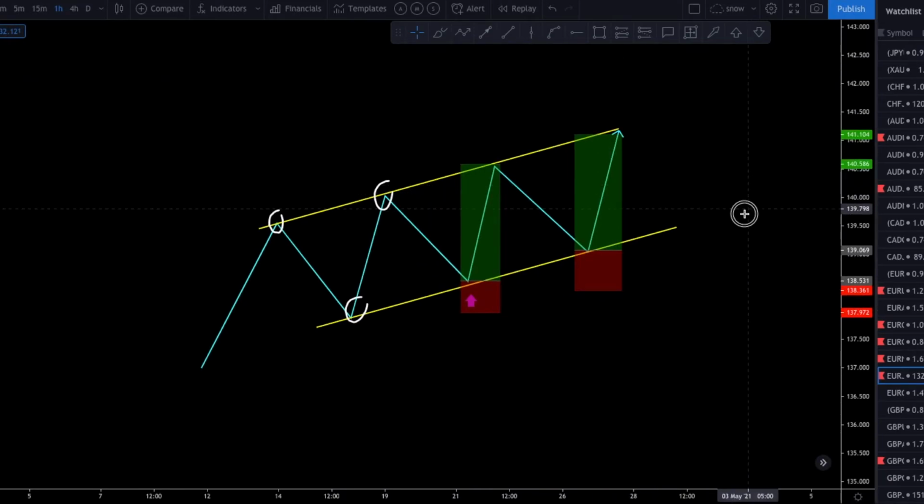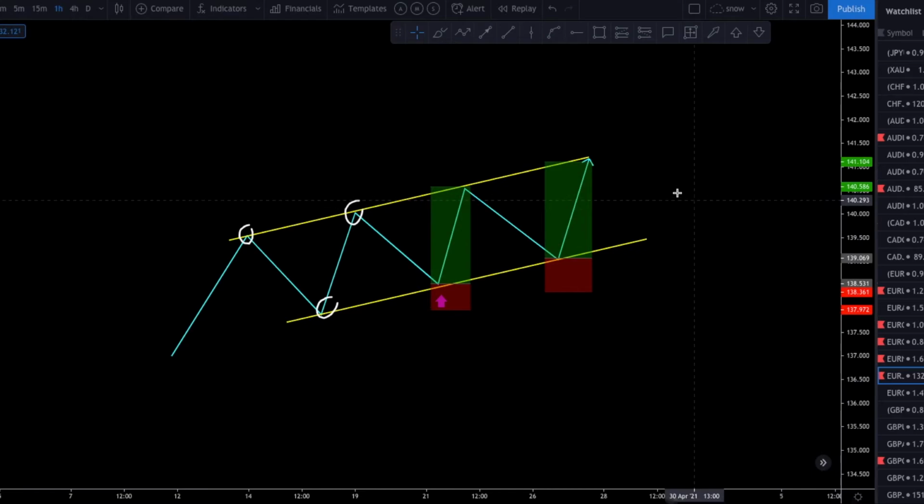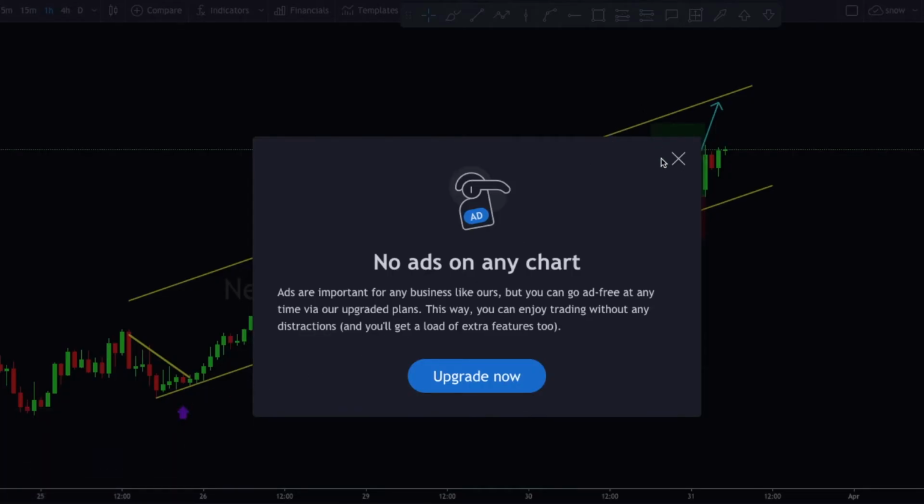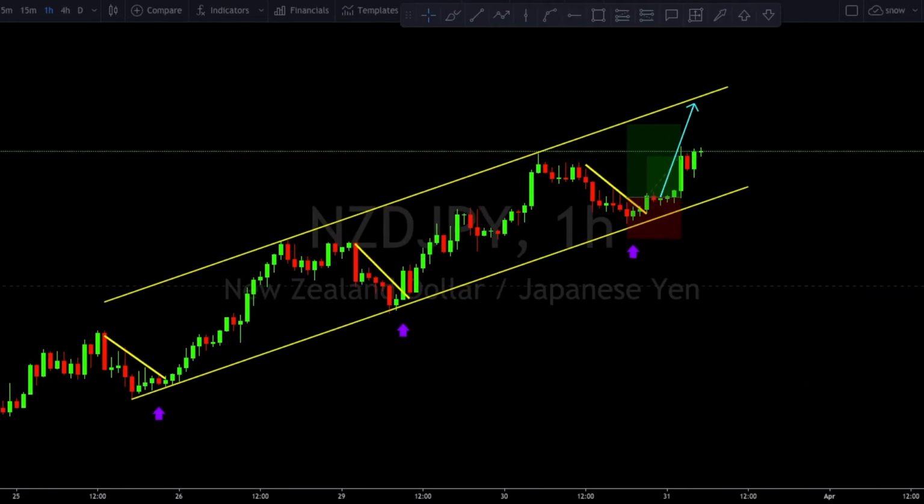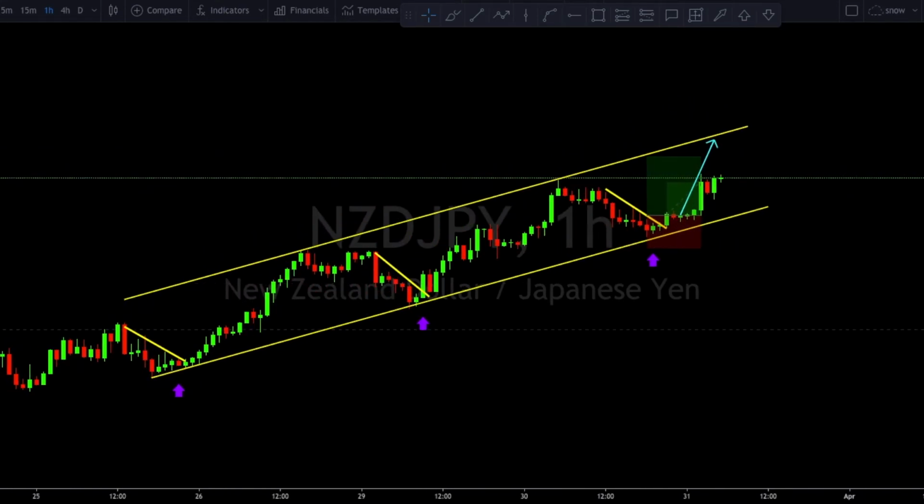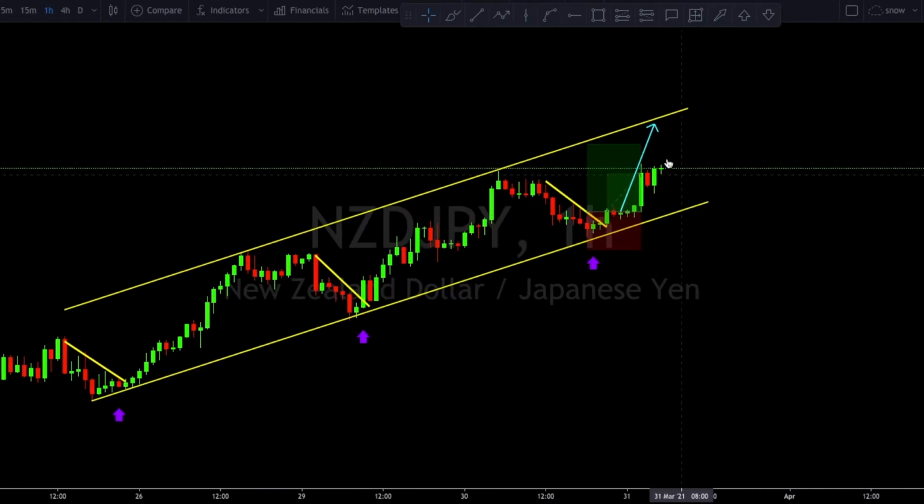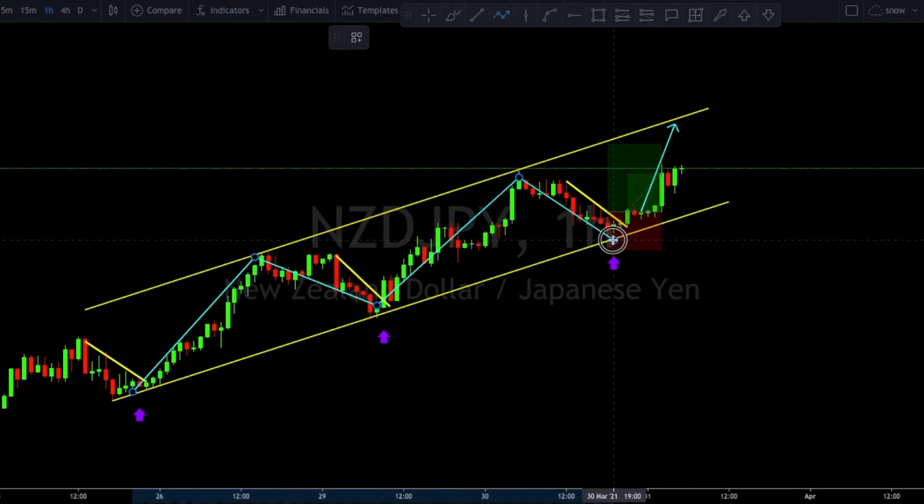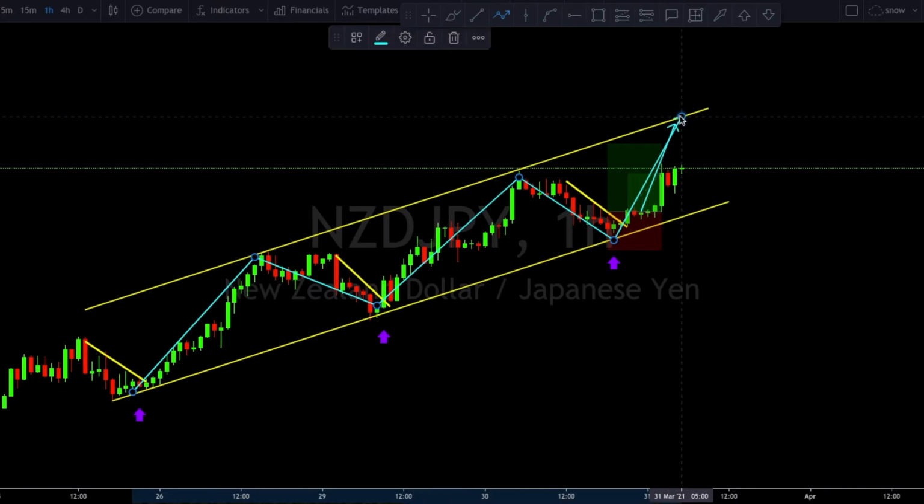Now I'm going to show you the real trade that I took using this strategy. Here we're looking at the New Zealand JPY. It's one of the pairs that I took last night actually. With this pair, what was I looking at? As you can see, it keeps on bouncing like that. The market is moving within these trend lines, like this.